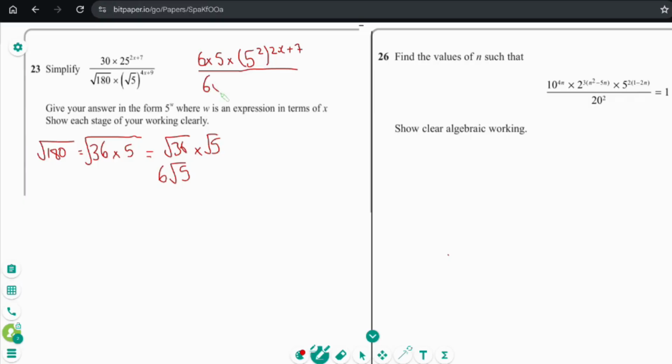So I've got 6 times root 5, which is 5 to the power half, but I'll deal with that in a minute. And then times 5 to the power half, all to the power 4x plus 9. Great, I can simplify the 6's, cancel them out. 6 divided by 6 is 1. So I've got now 5 times 5 to the power. Got a power of a power, so we'll multiply by 2.